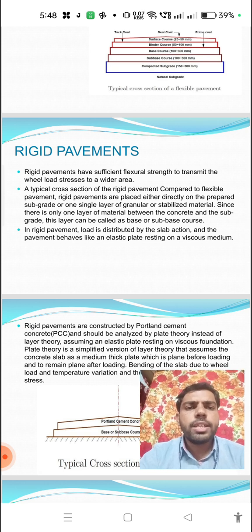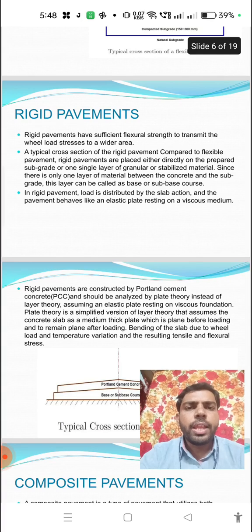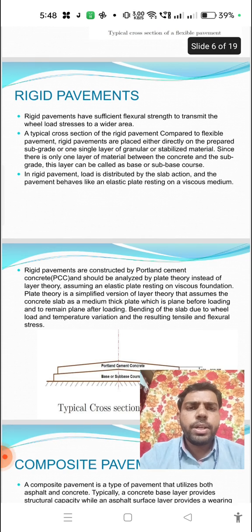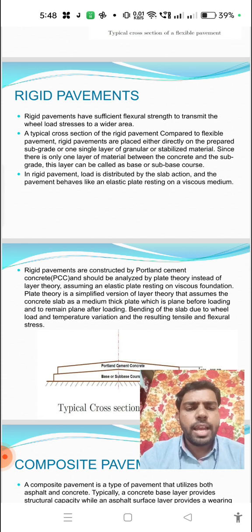So in this typical cross section of the rigid pavement, compared to flexible pavement, rigid pavements are placed either directly on the prepared subgrade or on a single layer like subbase or base course, which is preferred at that location. Only these two layers are constructed in the rigid pavement. The slab portion is laid directly on the base course or subbase course. In this rigid pavement, load is distributed through slab action, so the slab action should be considered here.